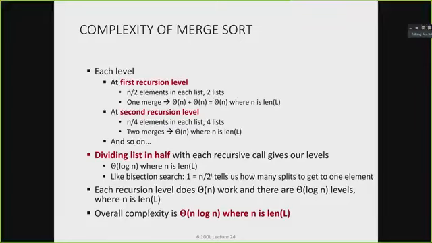Right? So at each sublevel, I've got a merge step. So I've got theta of log of n levels multiplied by theta of n for my merge step. So the overall complexity of this function is theta of n log n, where n is the length of the list.